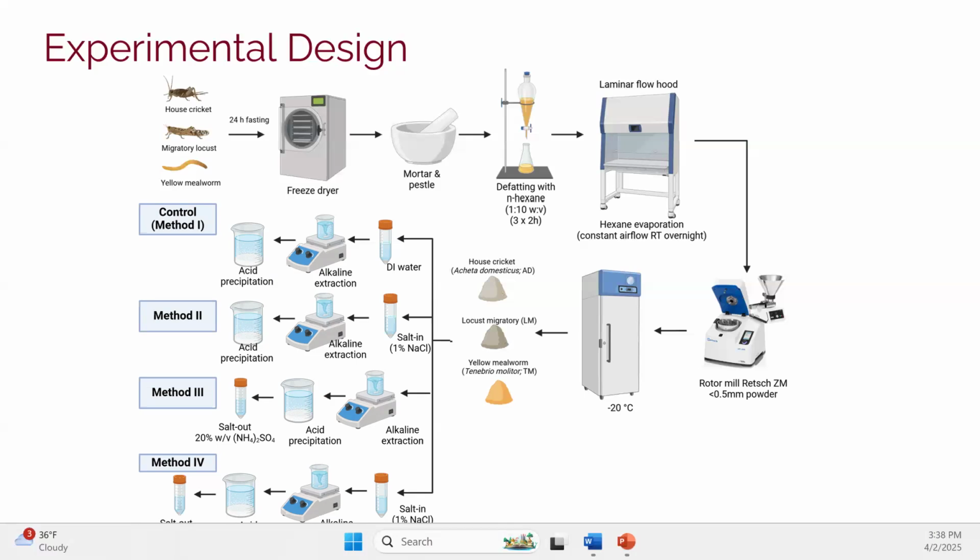The fourth method is a combination of the previous salt-assisted methods, so a combination of methods 2 and 3. First you use salting in using sodium chloride, you do alkaline extraction, acid precipitation, before salting out with the same ammonium sulfate at the same concentration.